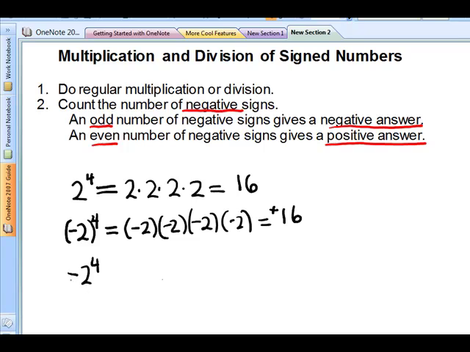For this one, the negative sign does not get to go to the exponent. It's not included, so only the 2 is the base. So it means to take 2 times itself, 4 copies. When you're all finished, you have 1 sign left. So this one will give us a negative 16.